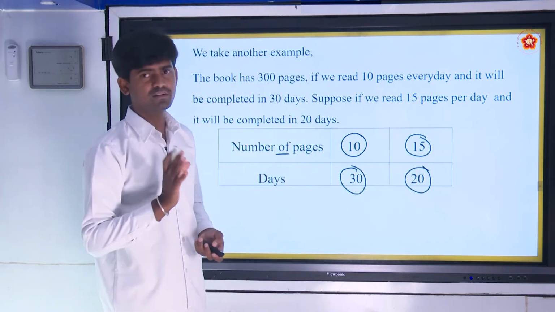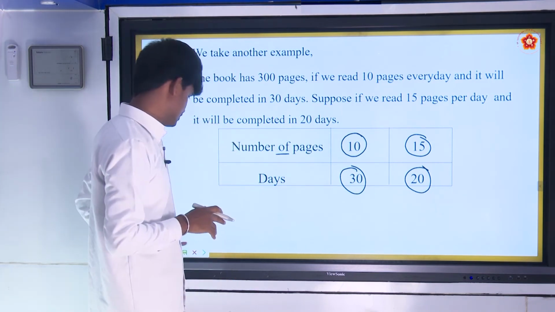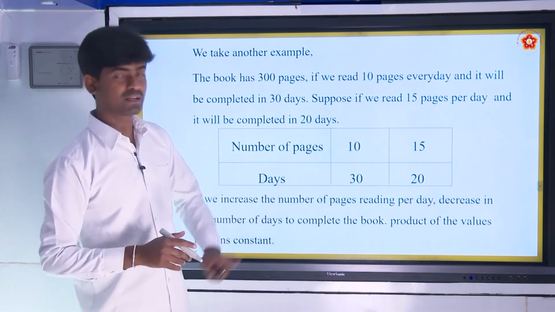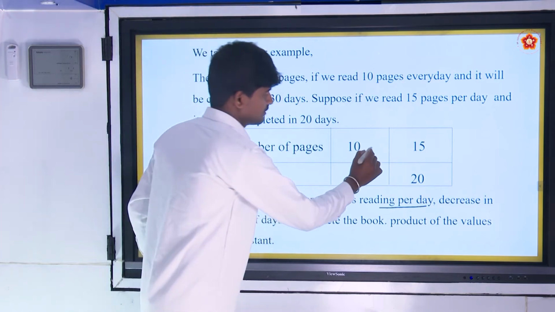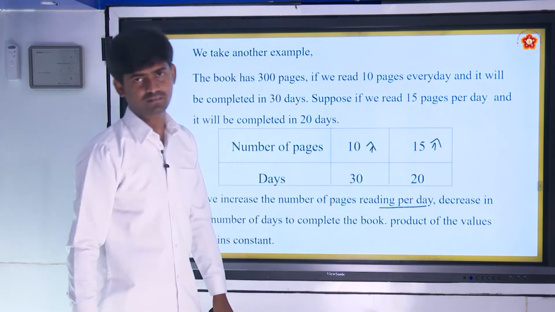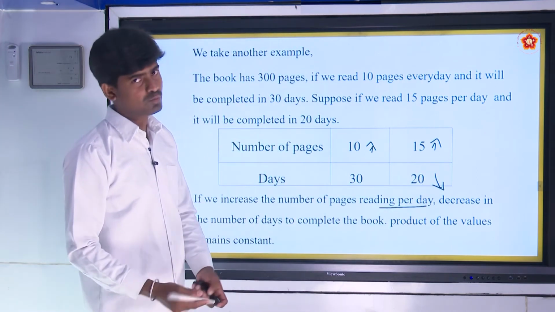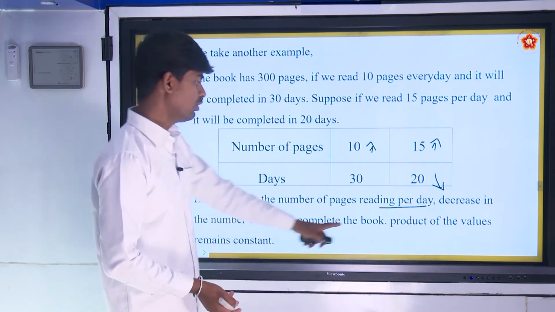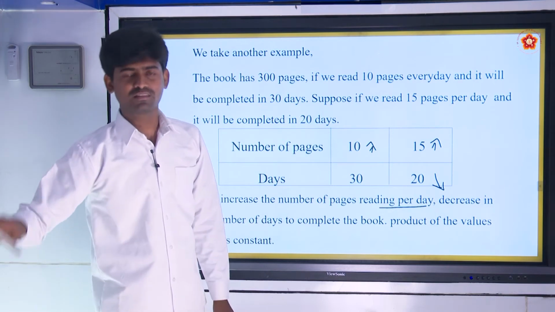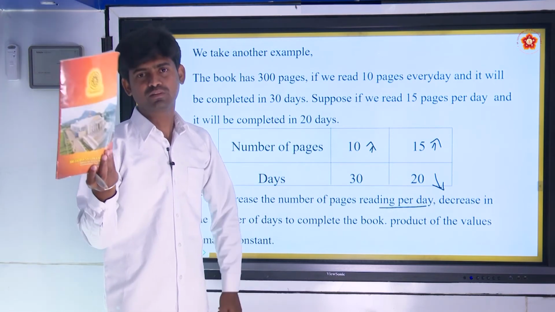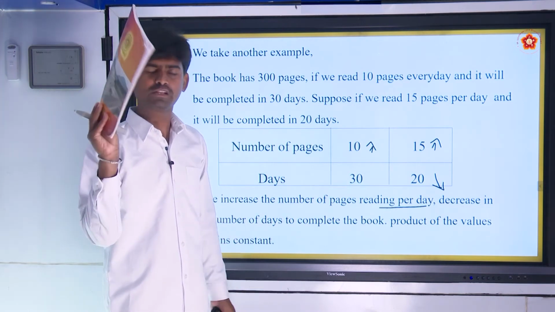So observe here, in direct proportion we take x by y, but here it is x into y. If we increase the number of pages read per day, the number of days decreases. The product of values remains constant. The book has 300 pages, so whether you read 10, 15 or 20 pages, it has only 300 pages.